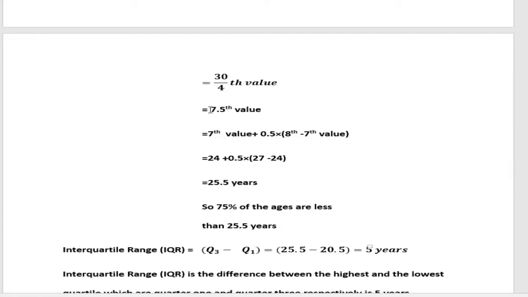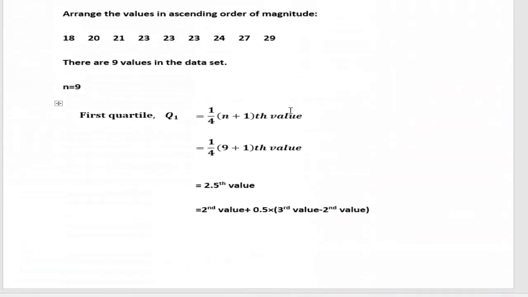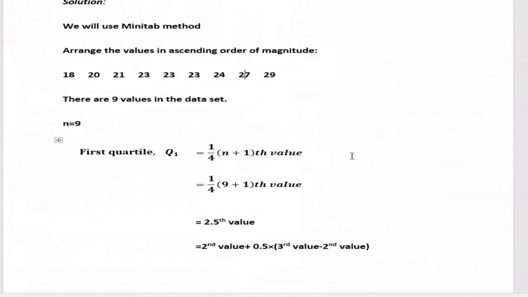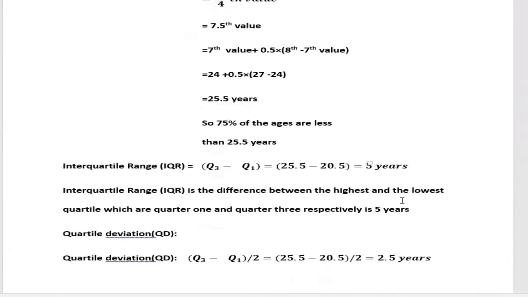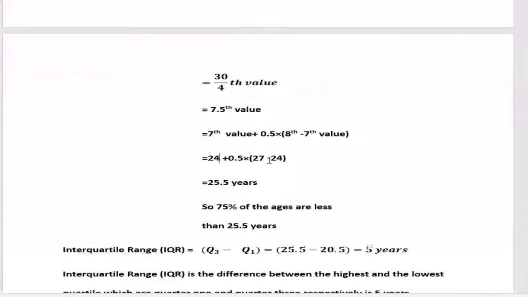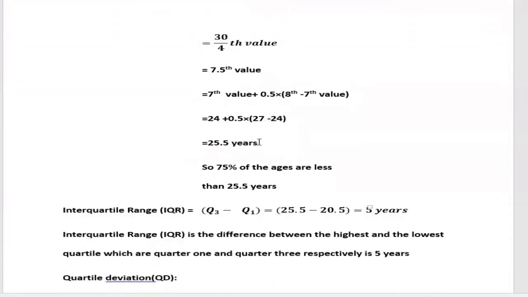For the 7th value plus 0.5, multiply by the 8th value minus the 7th value. So what is the 7th value? Counting 1, 2, 3, 4, 5, 6, 7, it is 24, and the 8th value is 27. So let us put the values: the 7th value is 24, and 27 minus 24 times 0.5 gives us 25.5 years.